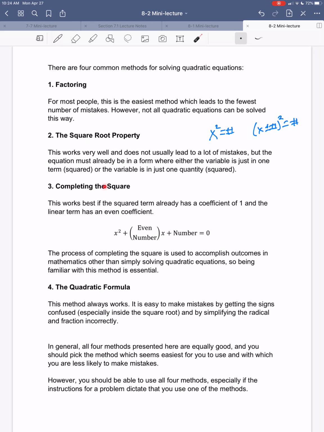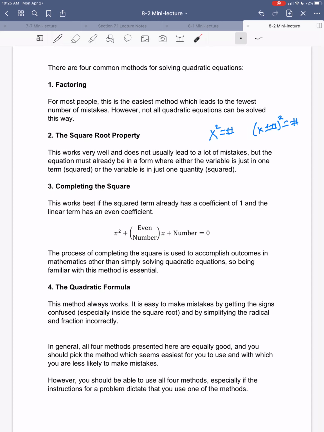If that's the situation where you can see one of these kinds of situations, then the square root property works well. Completing the square. Completing the square works really nicely if the squared term already has a coefficient of 1 and the linear term already has an even coefficient. So if I just have something like x squared plus an even number times x plus a number equals 0, in this case, completing the square works really well and doesn't lead to a lot of mistakes usually. Fewer mistakes than the quadratic formula for most people. Also, completing the square is used to do other things in mathematics other than simply solving quadratic equations. So you really need to make sure you're familiar with this technique of completing the square.